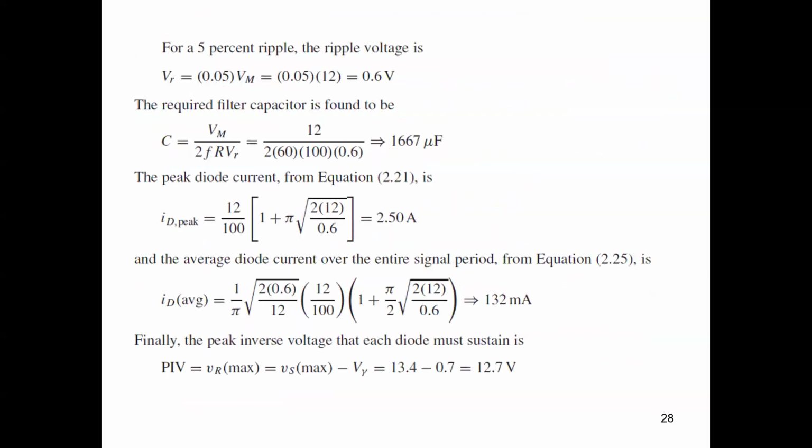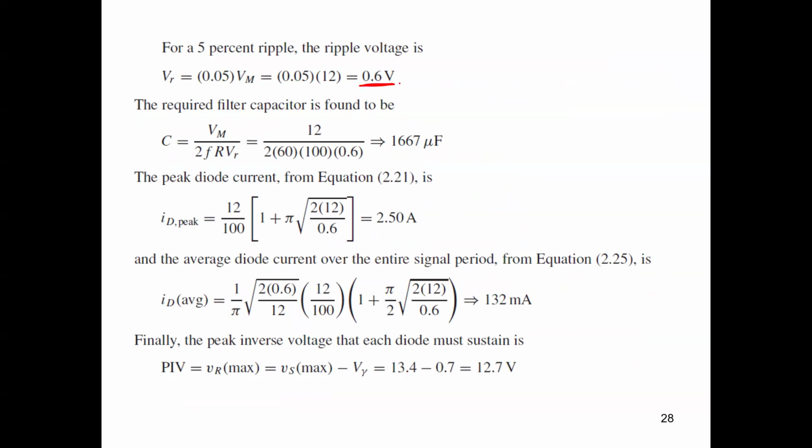This is for the transformer part. Let's see the capacitor sizing. So we need to have 0.05 of Vmax. This is the 5%. So 0.05 times V maximum is 0.6 volts. So this is the ripple volt we have.